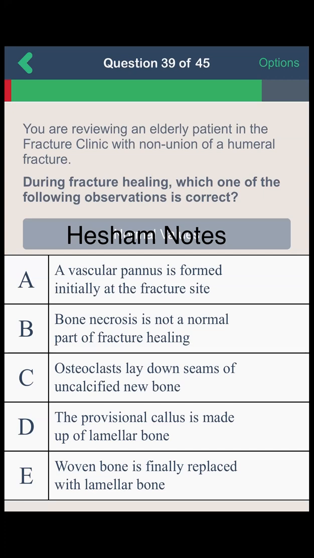Yes. Osteoblasts lay the bone, not osteoclasts, and provisional callus is made up of woven bone. Woven bone is finally replaced by lamellar bone. This is true. Woven bone is first, and lamellar bone is the net result. So E. Yes, E is true. Excellent. Woven bone is replaced by lamellar bone, and the trabecular bone is replaced by compact bone. Keep this. Okay. Another one.